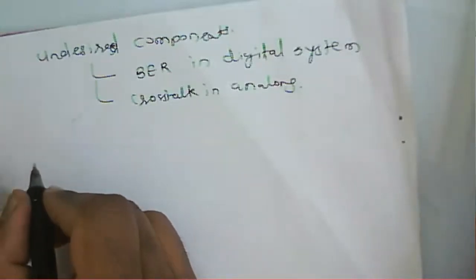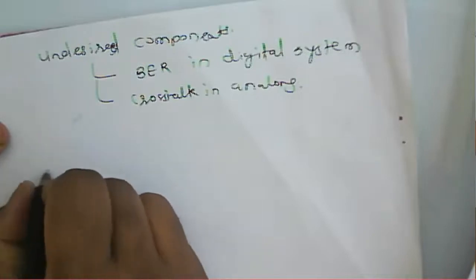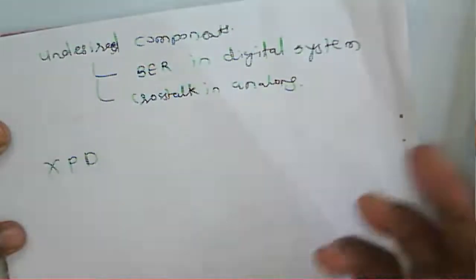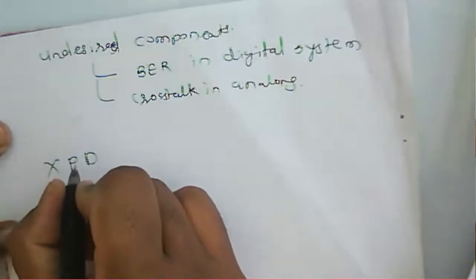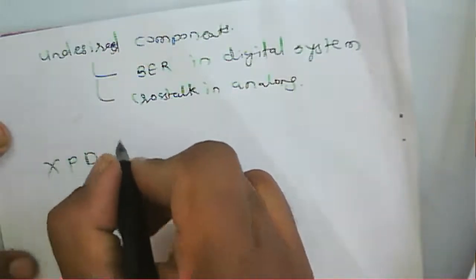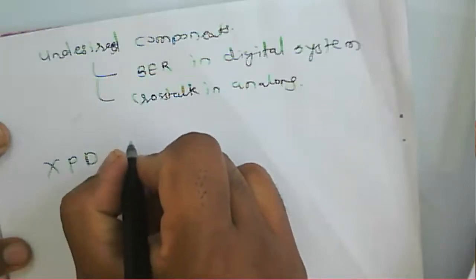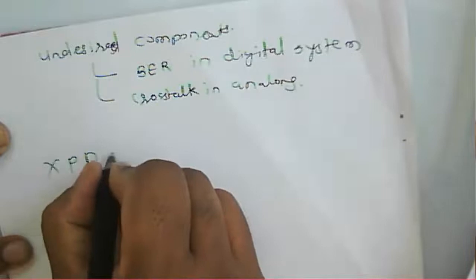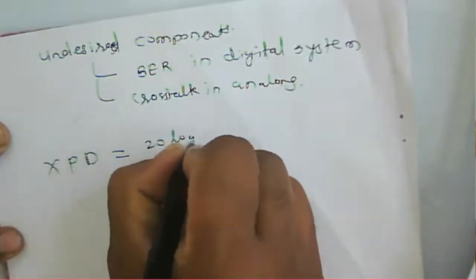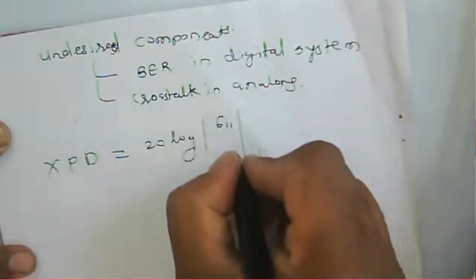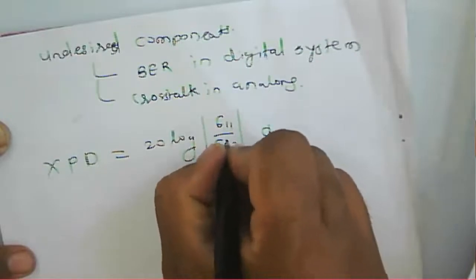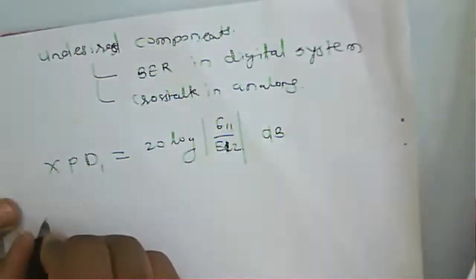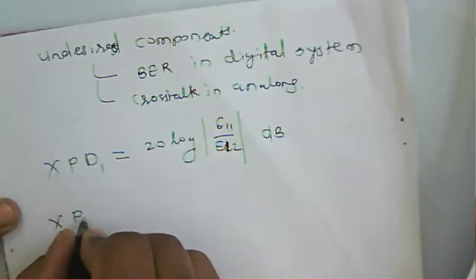We can calculate the cross polarization of a desired component, which is the isolation factor for this particular desired component. Cross polarization of a desired component is the ratio of the wave polarized in the desired direction to the component in the orthogonal direction. We can calculate XPD equal to 20 log of E11 by E12, that is the desired component over the undesired component. That is XPD1. Similarly, we can calculate the horizontal polarization component XPD2 here.